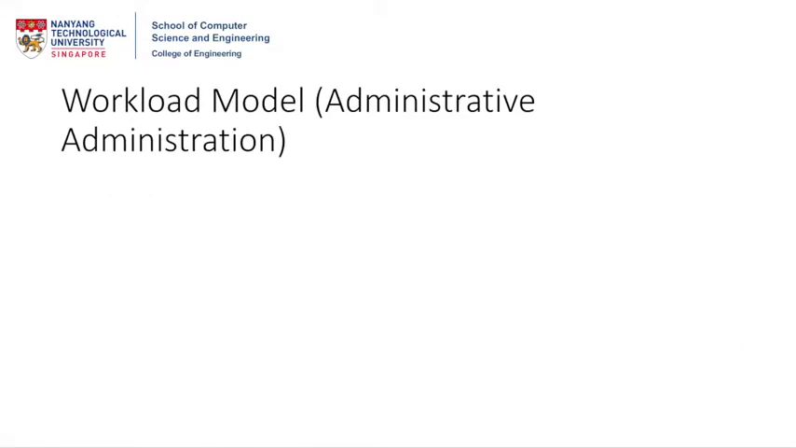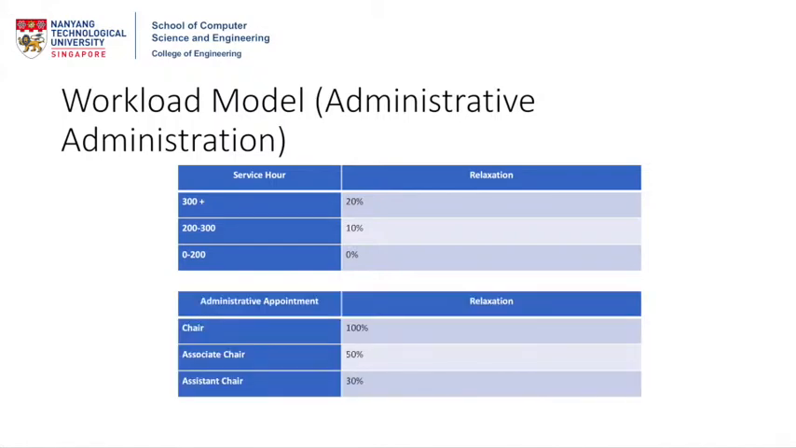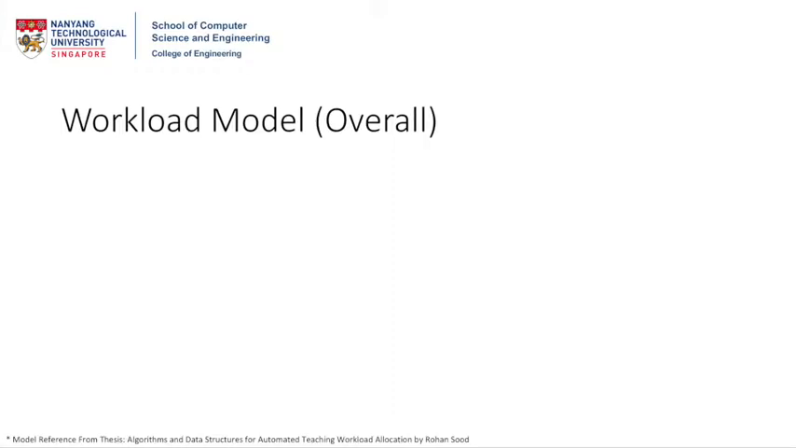Lastly, the administrative component of the workload model is classified into 2 parts. Firstly, each faculty is employed with various service hours. Hence, the relaxation tier is grouped by the amount of hours they are engaged. Secondly, there are some faculties holding administrative appointments in the school. They will be granted an additional relaxation.